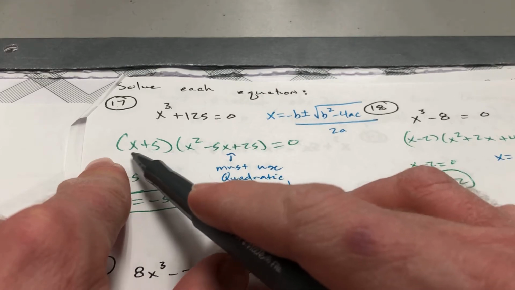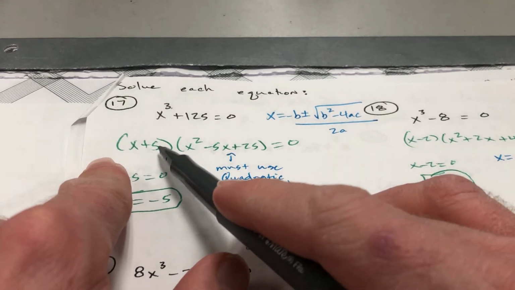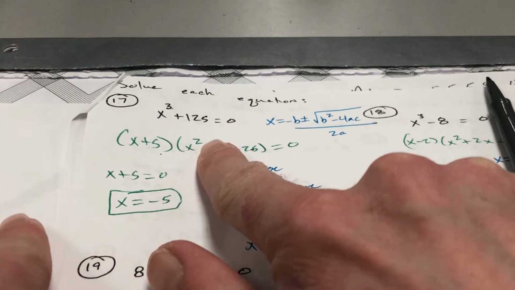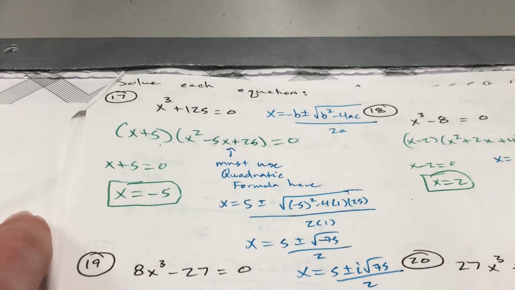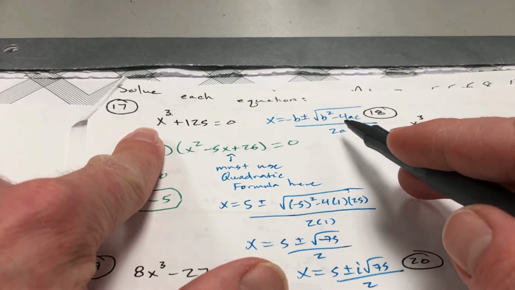The inner product is 5 times x. I take the second term and I square it. Get my first easy answer there. x plus 5 is 0. x is a negative 5. Good. I always have to use the quadratic formula here.